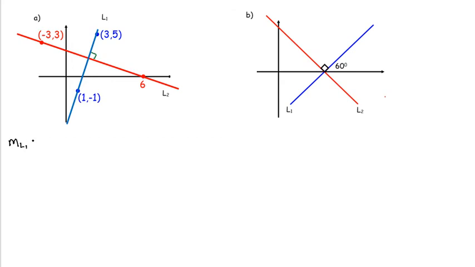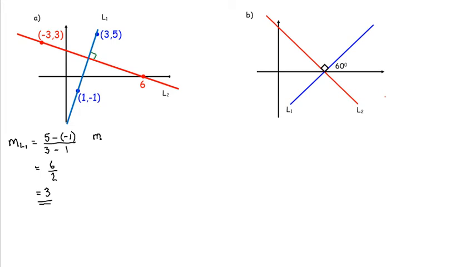So the gradient of L1 in the first place, this is using my y2 minus y1 formula. You could pause the video and have a wee go yourself and just make sure you get the same gradients as I do. But just save a wee bit of time. 5 subtract -1, that'd be y2 minus y1, and that's over x2, which is 3 minus 1. So that comes out to be 5 subtract -1 gives me 6. That's 5 add 1, which is 6, and 3 take away 1 is 2. So it's 6 over 2, which simplifies to 3. So there's the gradient of L1.